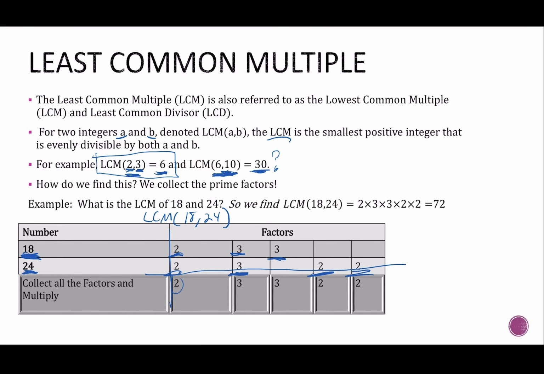So what I do is I kind of create this table, and then I collect a factor from each column, and when they match up, I let them be, but sometimes they're by themselves, right? So the least common multiple of 18 and 24 would be 2 times 3 times 3 times 2 times 2, which is 72. So let's work out a few examples.